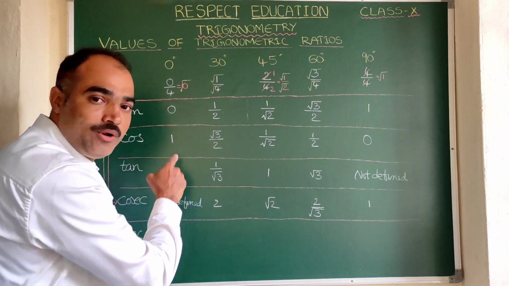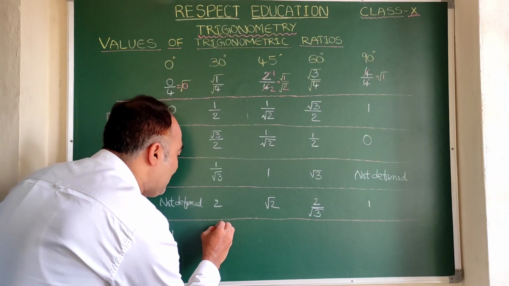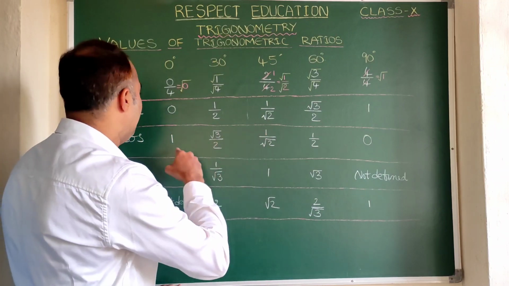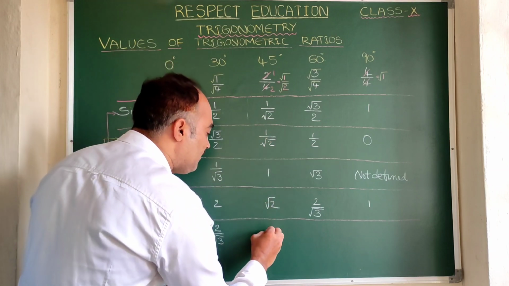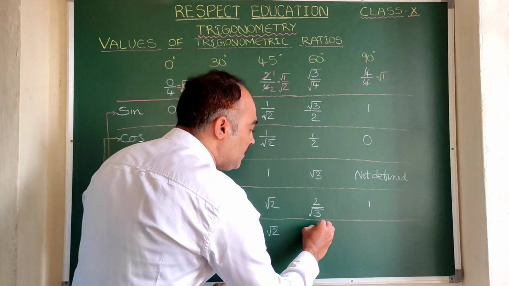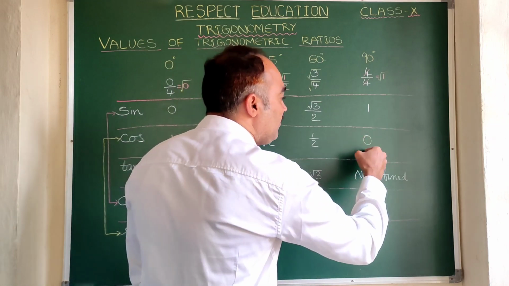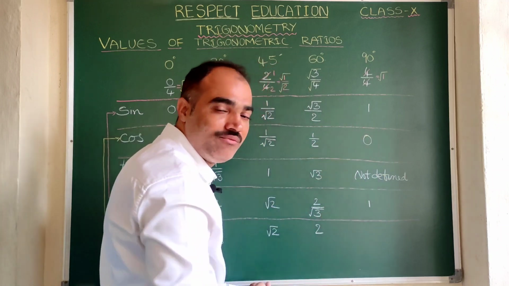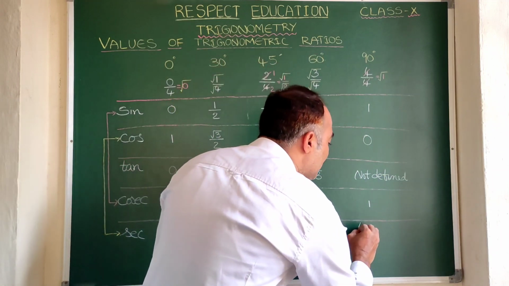Root 3 by 2, reciprocal it: 2 by root 3. Same way, here 1 by root 2, reciprocal it: root 2 by 1 means root 2. 1 by 2, reciprocal: 2 by 1 means 2. For 0, reciprocal, 0 by 1 means 1 by 0 will come. What is 1 by 0? Not defined. So it is not defined.